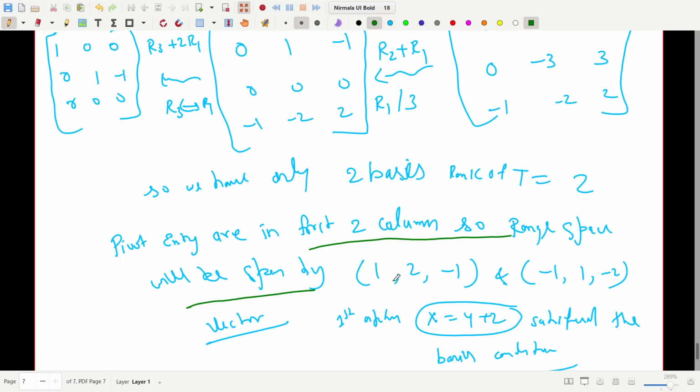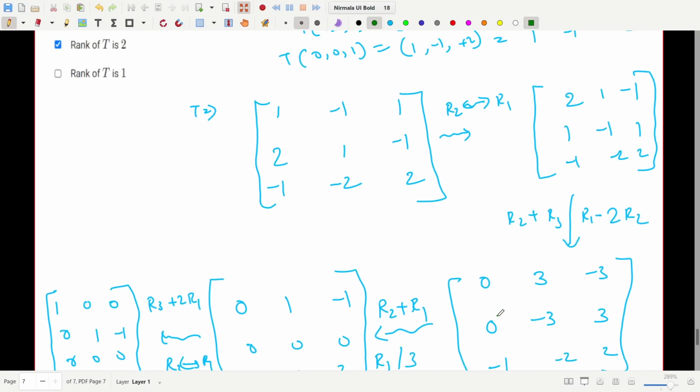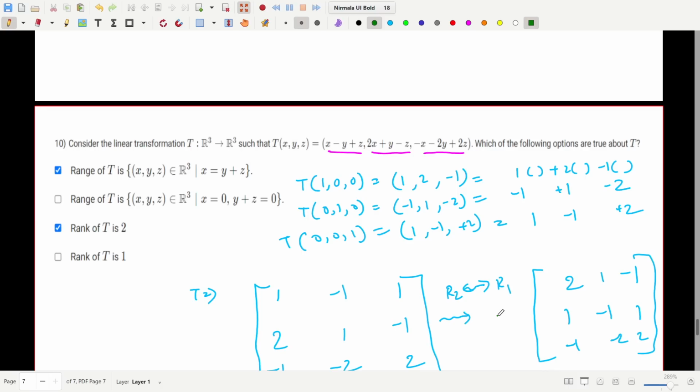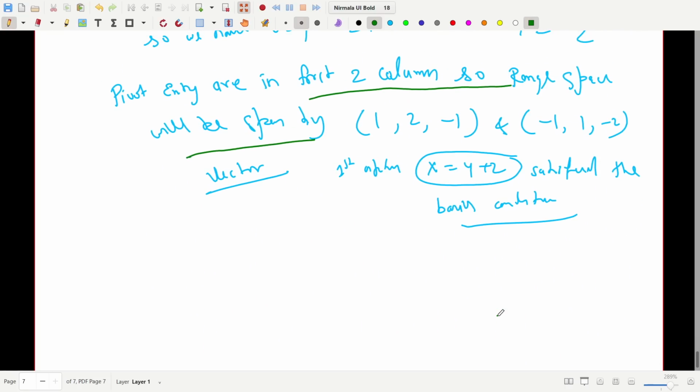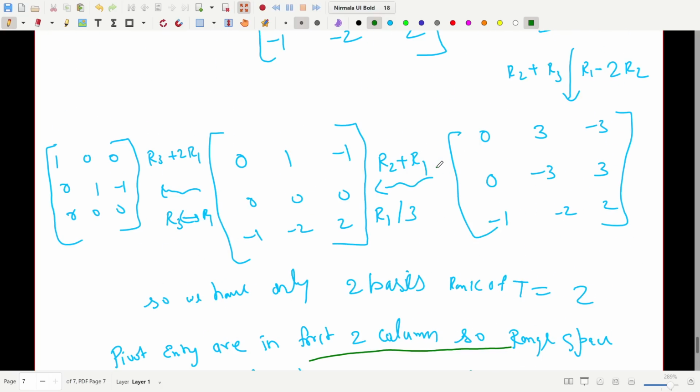And the option saying that x is equal to y plus z satisfies the basis condition. Two options are there for range. The first one is x is equal to y plus z, the second is x is 0, y plus z is 0. So we can see x is not 0 here, and the first is x is equal to y plus z. So 1 is equal to 2 plus minus 1 and minus 1 is equal to 1 plus minus 2. So this is satisfying it. So the first option is correct for the range of T.